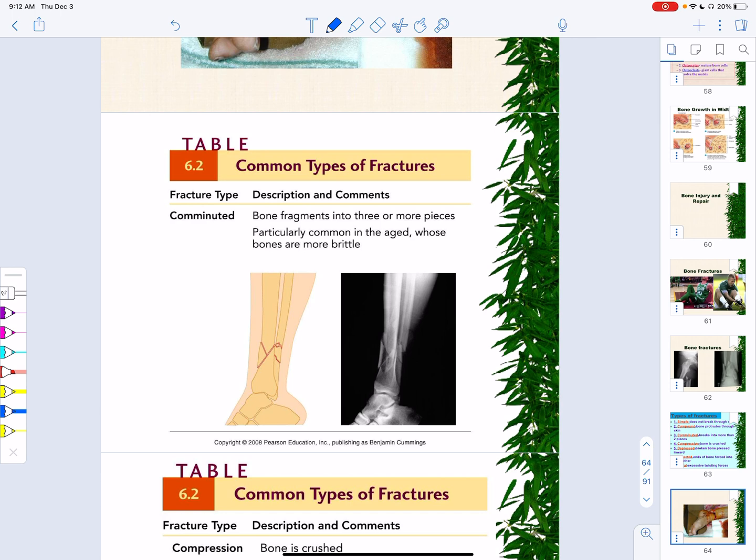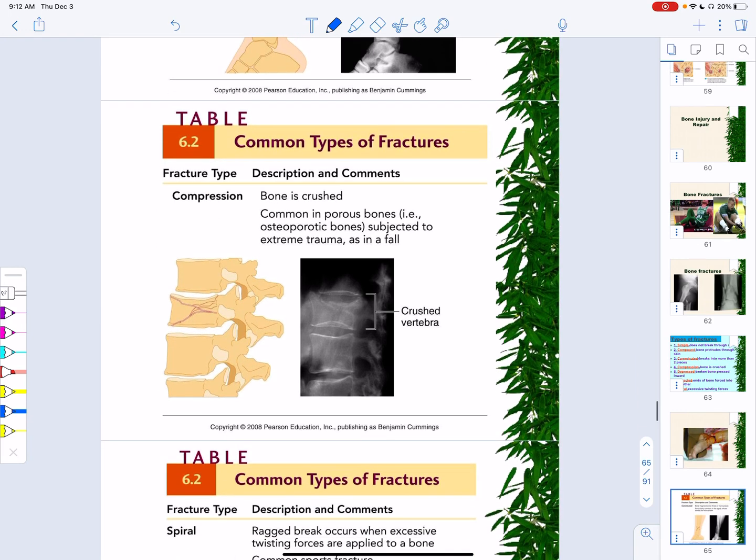It's still going to be simple if it does not poke through the skin, and it is still going to be compound if it does break through the skin. These are all different ways to discuss and talk about fractures. Then there's a compression fracture. Vertebrae are often involved in compression fractures.